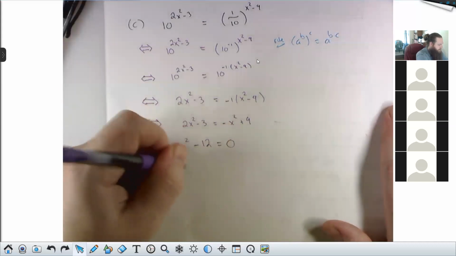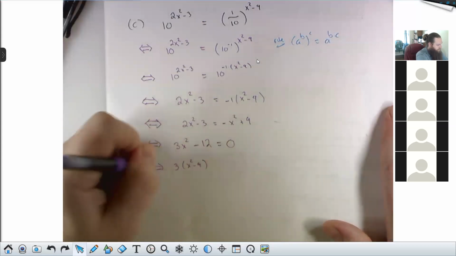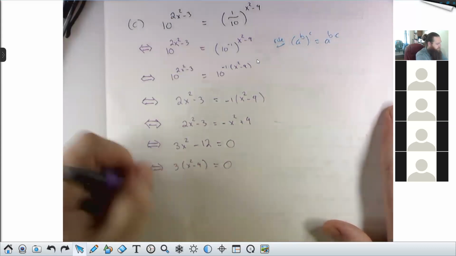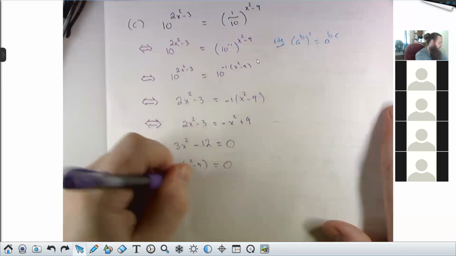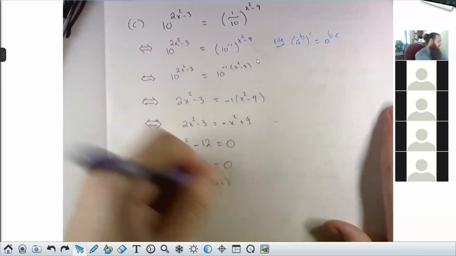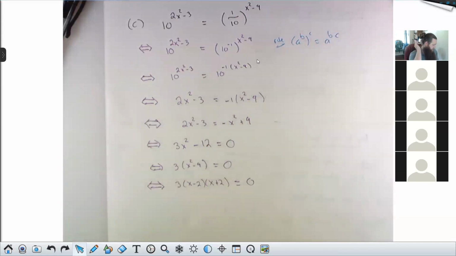Factor out a 3, and you get x squared minus 4 equal to 0. And then you can factor this further. It's 3 times x minus 2 times x plus 2 is equal to 0. So once you get to your quadratic equation in the third purple step here, this guy, you know you're good to go. We can always solve these.